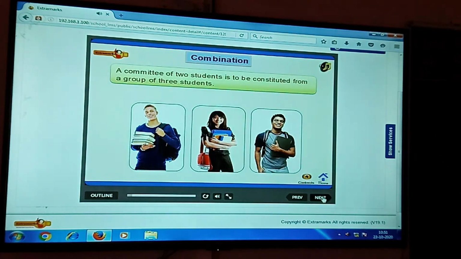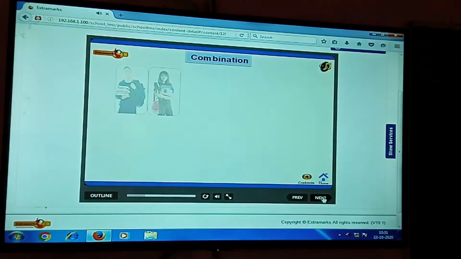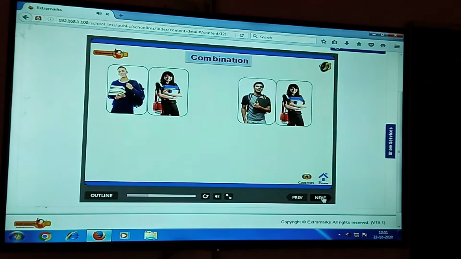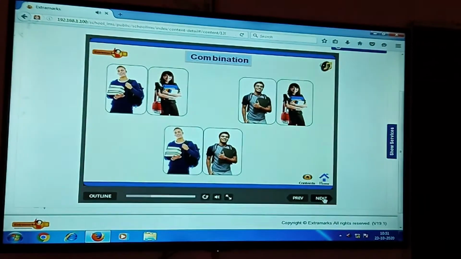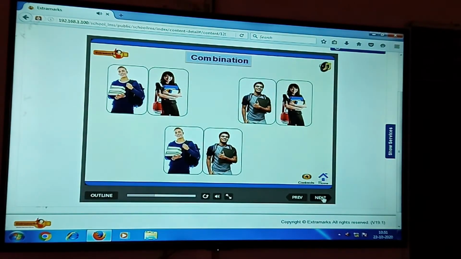A committee of 2 students is to be constituted from a group of 3 students. In how many ways can this be done? There are only 3 possible ways in which the committee could be formed. Here, each selection is called a combination of 3 different objects, taken 2 at a time.